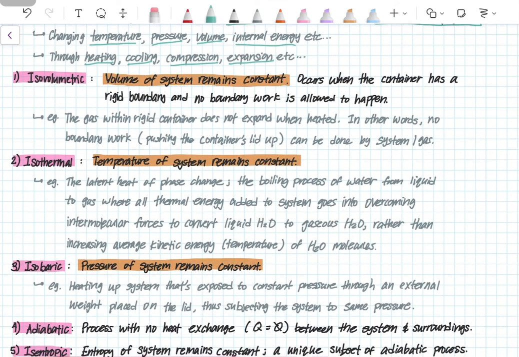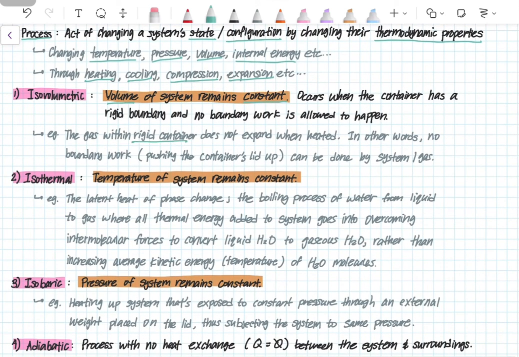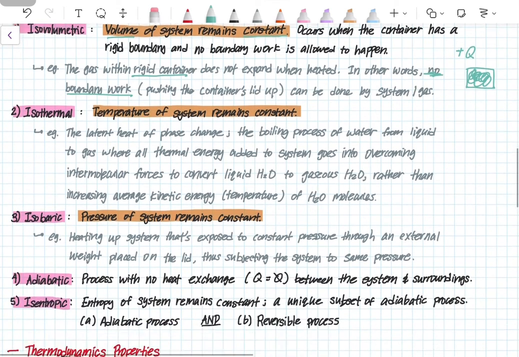So the first is isovolumetric, which I've briefly mentioned before. This process allows for the system's volume to remain constant. It occurs when the container has a rigid boundary, and so no boundary work is allowed to happen. For example, the gas within a rigid container does not expand when it's being heated. So when you add heat to the container, the gas is not able to do any work because the container is rigid and you don't have a movable boundary. So basically, no boundary work can be done by the gas.